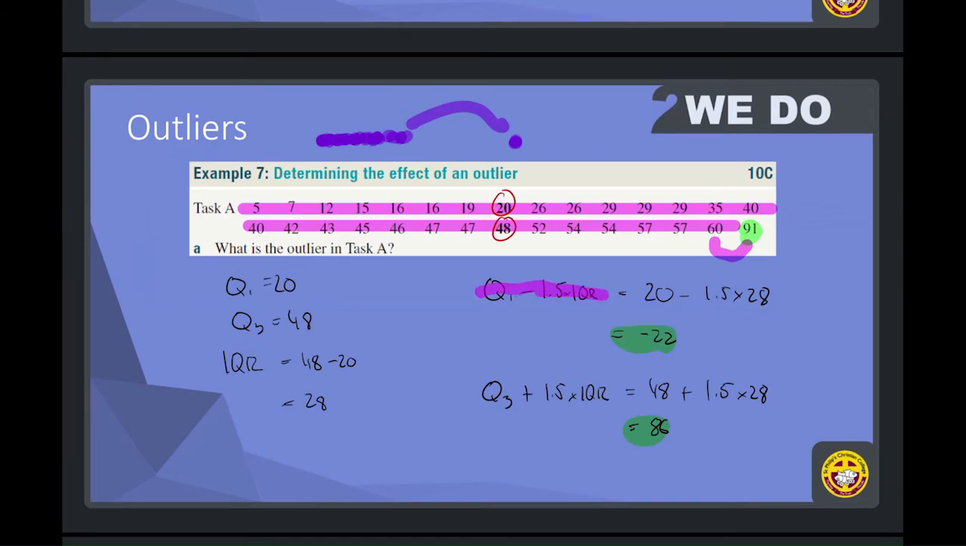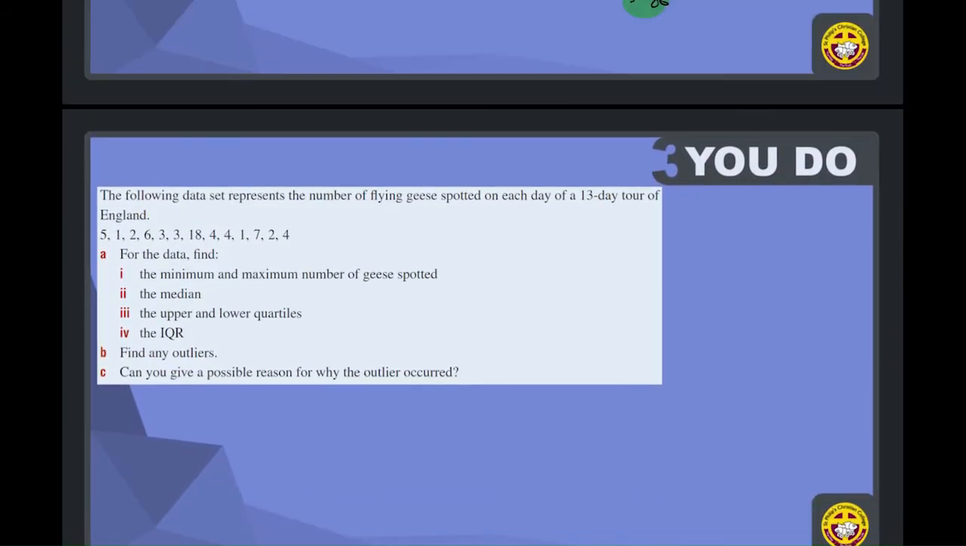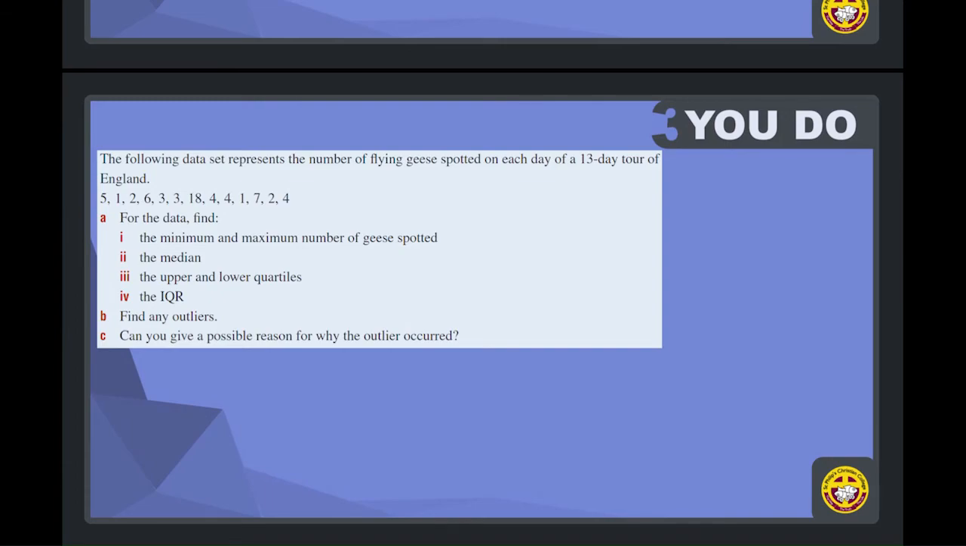What these formulas enable us to do is to give a reason mathematically why that's an outlier. We don't just have to look at it and say, oh, that's a massive gap, so it must be an outlier. We can use this formula to say, this is the reason why it's an outlier. All right, example here for you guys to do that puts everything we've just done together. Have a go at this. Pause the video and I'll have solutions for you in a minute.